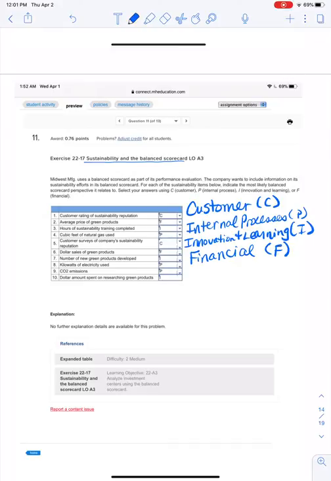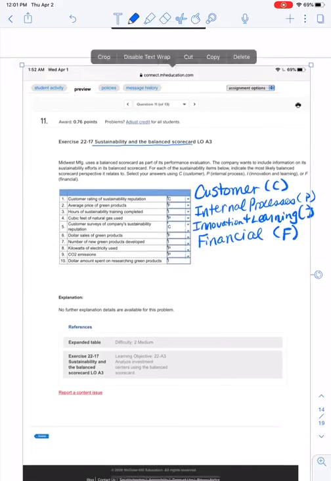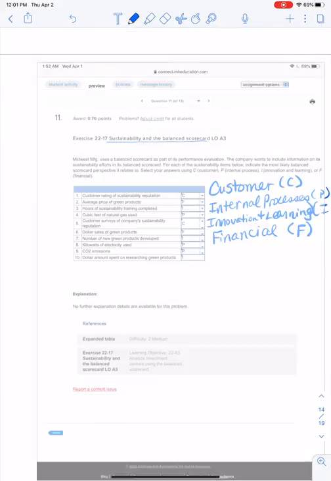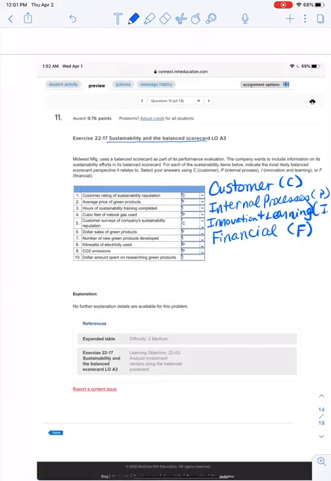And finally, financial metrics will be F. Okay. Now, I'm not going to go through these quite as detailed as I did on the last page because it's very similar material. So hopefully, by looking at what we covered on number 10, you can make sense of these, but I will still walk through them and talk through them just a little bit. So customer rating of sustainability reputation, it's definitely a customer focus, right? We even see the word customer in this question. So we know that's a customer focus.